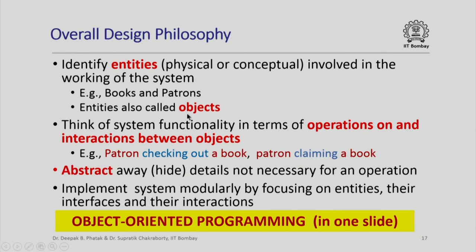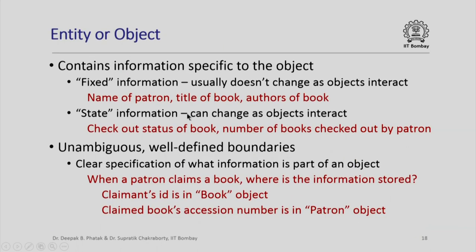Clearly you can see that objects play a very central role in this paradigm of programming. Now what is an entity or object? It could contain information specific to an object. So this information could be of some fixed type, which usually does not change as the objects interact. This could be the name of a patron or the title of a book. It could also be state information, which changes as the objects interact, like the checkout status of a book or the number of books checked out by a patron.